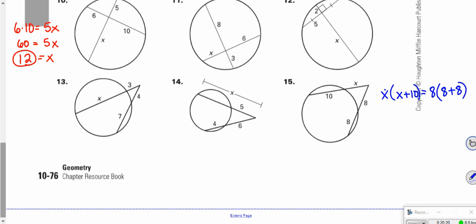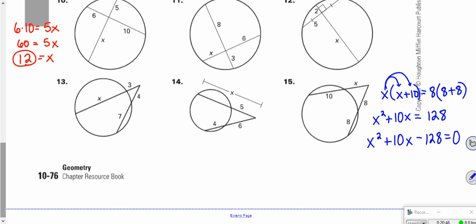So, again, this x has to be distributed to both of these. So this is x squared plus 10x equals 8 times 16. 8 plus 8 is 16. 8 times 16 is 128. Now, if I pull this all over, here's what my equation looks like. And that doesn't factor, okay? 128 is divisible by 2, by 4, by 8, but none of those, when you look at all the combinations, none of those add together to give me a positive 10.